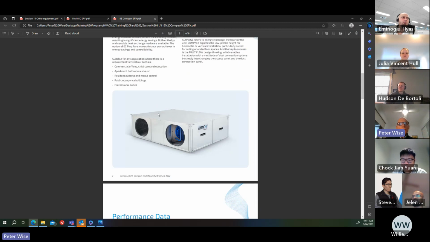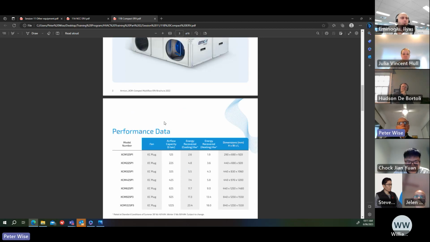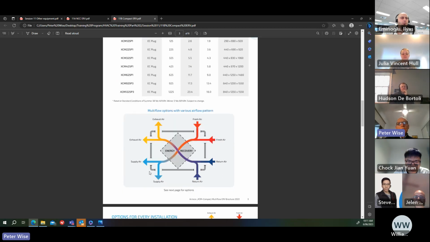So this is the Armcore small unit. You can just see inside the intake there. There's a fan there, and there's a plate heat exchanger behind that, which you can't really see. But there's the range of units available, airflow capacities. And this is a diagram of how the air flows through. So you've got fresh air coming in, the red one.